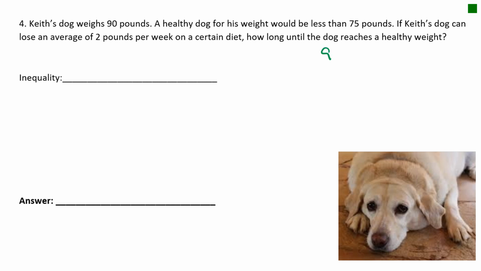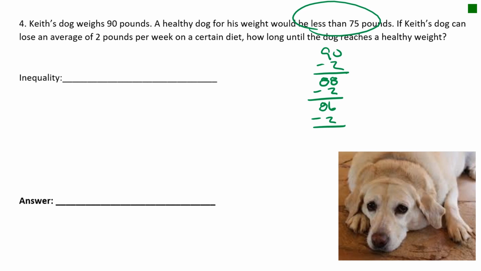So you could start at 90, right? Subtract 2, that would give you 88. Subtract 2, that would give you 86. And we could keep on going until we get to less than 75 pounds. Or, oh, that's right. This class is called algebra.